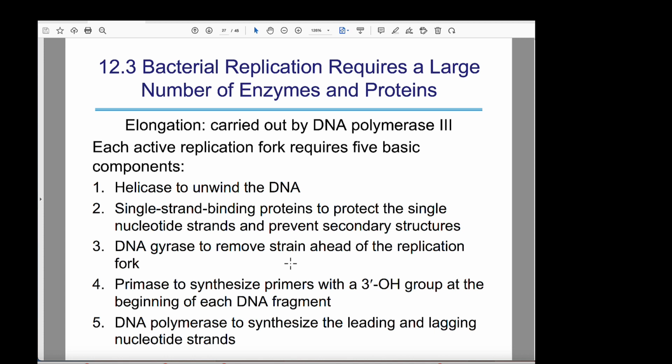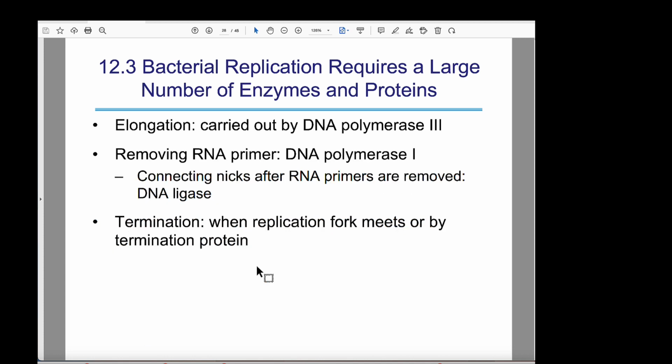Now with elongation, as I've already mentioned to you, I would definitely mark this slide. These steps here are important for efficient and effective replication, specifically the elongation step. And this step of elongation is carried out by DNA polymerase 3. Let me be clear, there are multiple DNA polymerases, but elongation is carried out primarily by DNA polymerase 3. DNA polymerase 1 is responsible for removing the primer. And then you have termination.